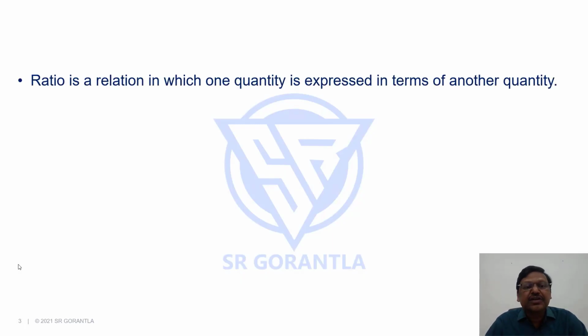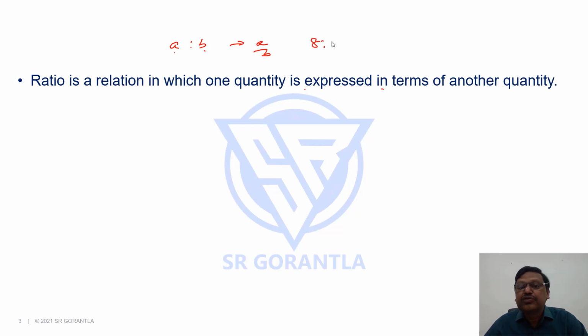Ratio is a relation in which one quantity is expressed in terms of another quantity. Suppose there are two quantities A and B, we write it as A is to B. That means we are expressing A in terms of B. We can also express this as A by B.